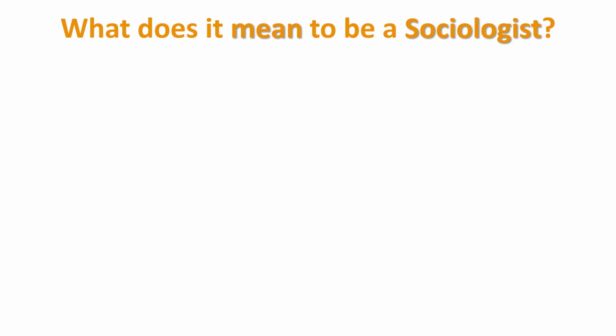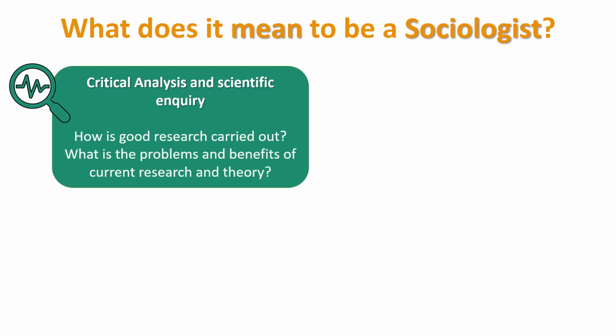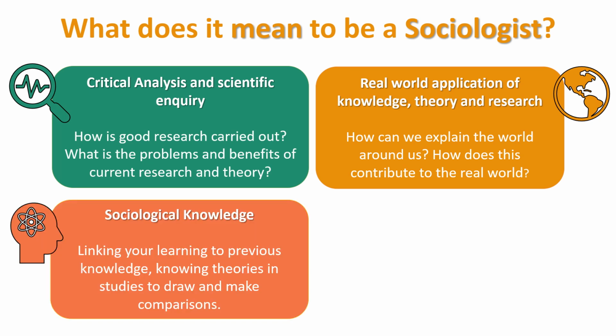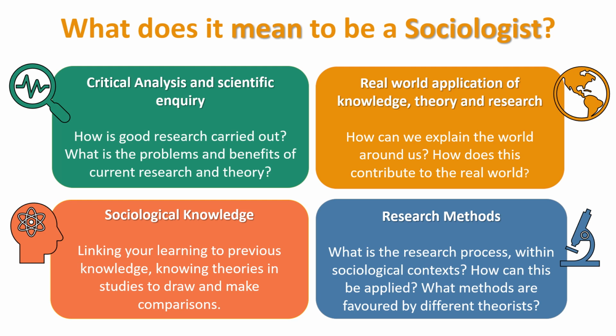So, what does it mean to be a sociologist then? Well, you need to be able to conduct research, meaning that you've got to be good at critical analysis and scientific inquiry, looking at the problems and benefits of current research and theories. You also are going to need to be able to apply that knowledge to the real world in terms of theory and research and how we explain the world around us. Sociologists look at society, they look at people. So in order to do that, you need to have an understanding of different theories to draw comparisons between them and then embedding that into research. So looking at research processes within sociological contexts and how this can be applied and how methods are favoured by different theorists. Here's a little bit more information about why people study sociology.